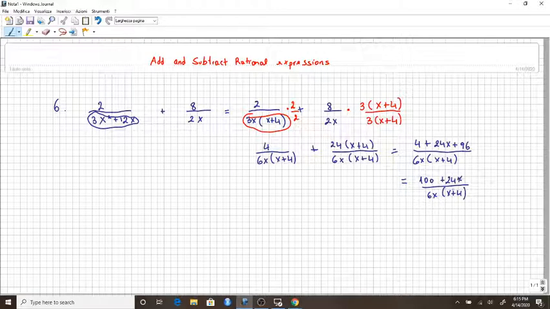And now, notice how we can divide everything by 2, right? 100 divided by 2 would be 50, 24 divided by 2 would be 12x, and then this 6x divided by 2 becomes 3x, and then x plus 4 is going to stay. So that's a simplified final rational expression.